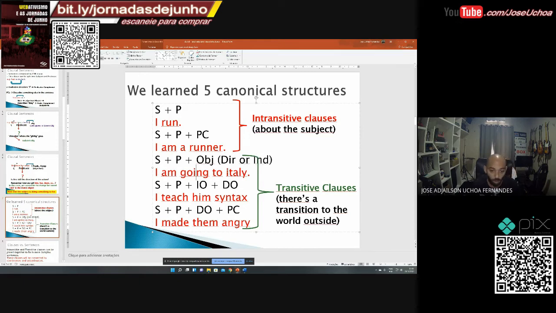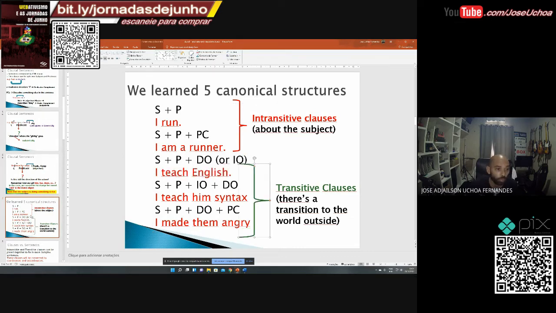Okay. And then you have a more generic example. I didn't do that because I wanted you to see the simplest one, which is the direct object. But it's also possible here that we have an indirect object. What I mean is that I can have only one object, direct or indirect, or two objects, one being the indirect and the second the direct, as in I teach him syntax.